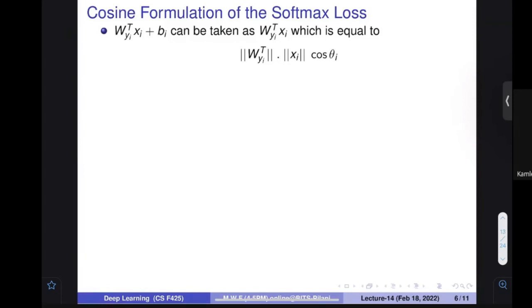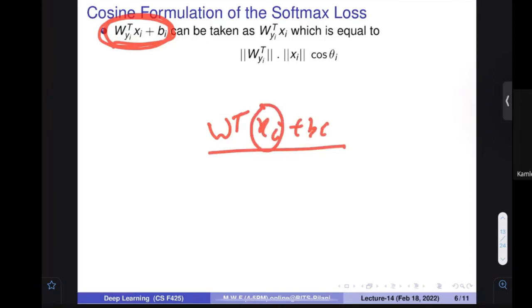All right, so let us see this loss function once again. Let's revisit it and try to improve it in some way. You know that the output you compute by this particular formula is w transpose xi plus bi. In this way you compute this.